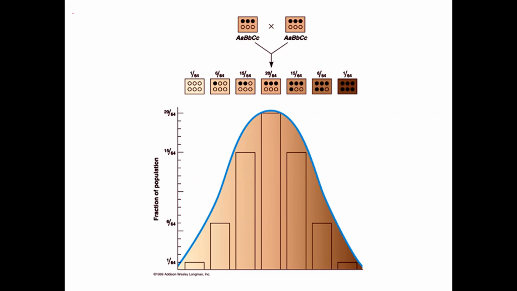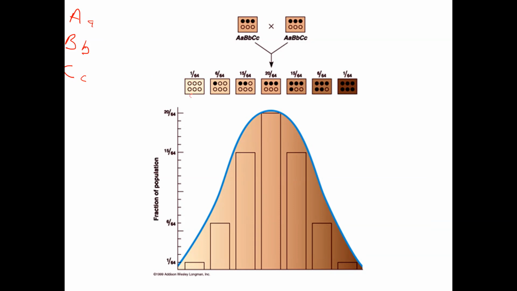So we have gene A, which can be dominant or recessive. We have gene B, which can be dominant or recessive, and gene C, which can also be dominant or recessive, okay? The idea here is this. The dominant genes make your skin darker, right? Dominant genes make your skin darker. Recessive genes make your skin lighter. Now, depending upon the combination of dominant genes and recessive genes, that is what determines your actual skin color.